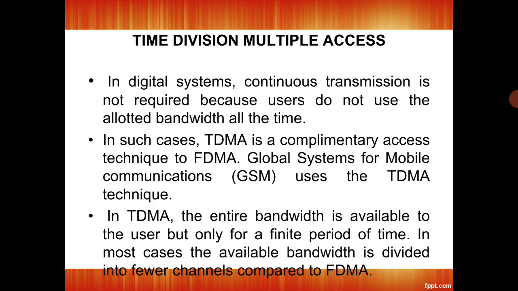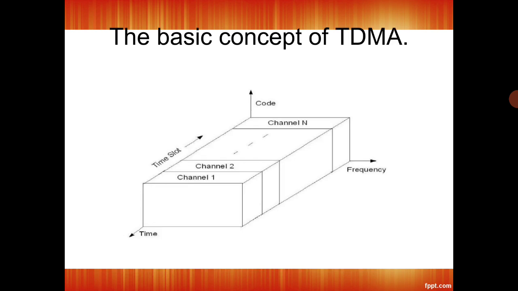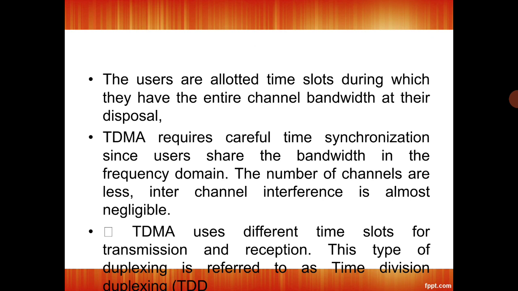TDMA is a complementary access technique to FDMA. GSM uses the TDMA technique, where the entire bandwidth is available to the user but only for a finite period of time. In the basic concept of TDMA, the channels are divided like this, and the users are allotted time slots during which they have the entire channel bandwidth at their disposal. TDMA uses different time slots for transmission and reception.